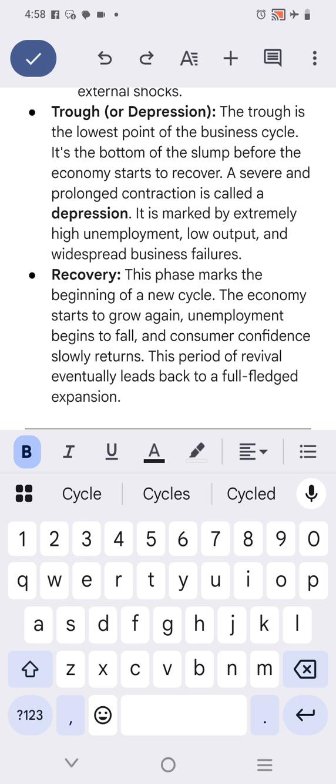Then comes the recovery stage. This phase marks the beginning of a new cycle. The economy starts to grow again, unemployment begins to fall, and consumer confidence slowly returns. This period of revival eventually leads back to a full-fledged expansion. That's the recovery stage.